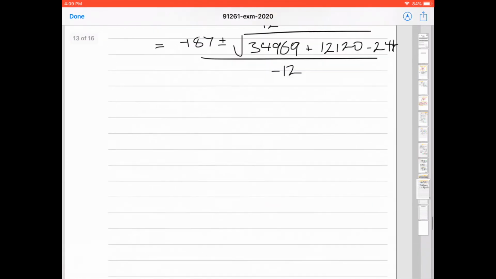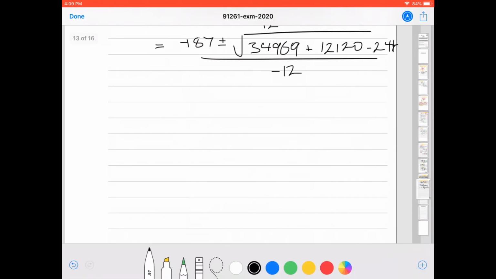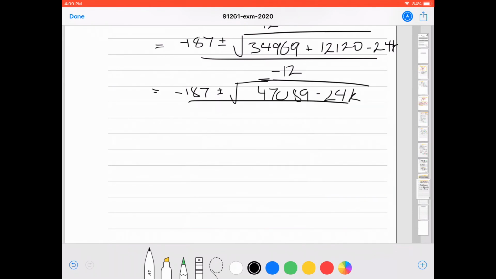How much room have we got? Okay, a fair amount. So again, we can simplify. We've got minus 187 plus or minus the square root of, and now we are going to add 34,969 plus 12,120. And that comes out to 47,089 minus 24k. Okay, and this is all over 12, negative 12 still.